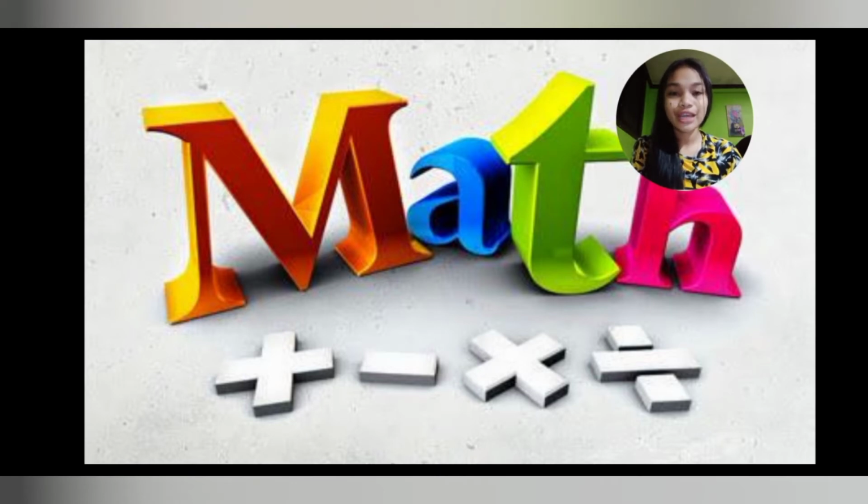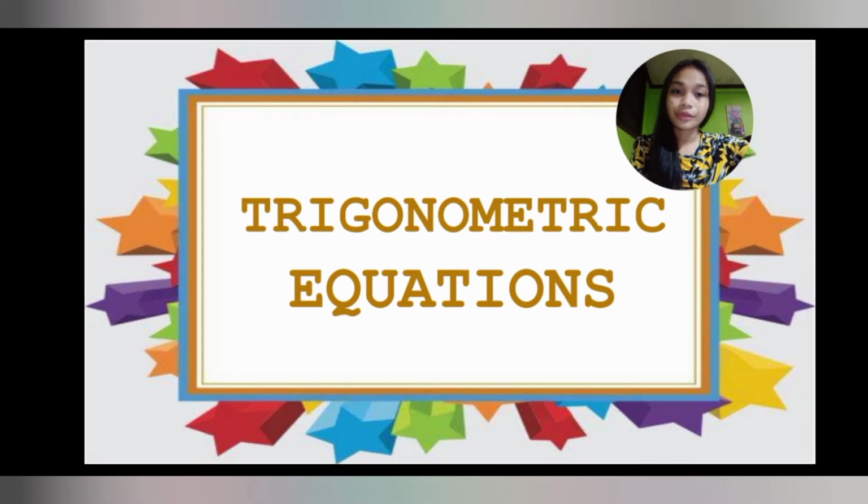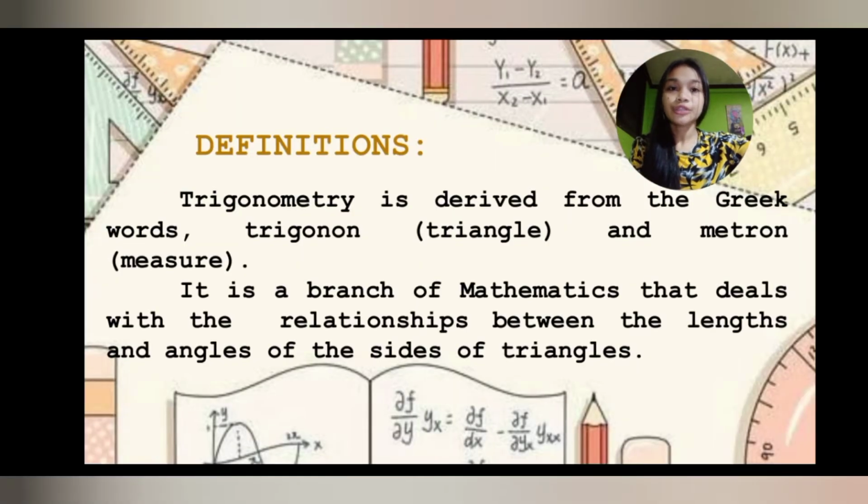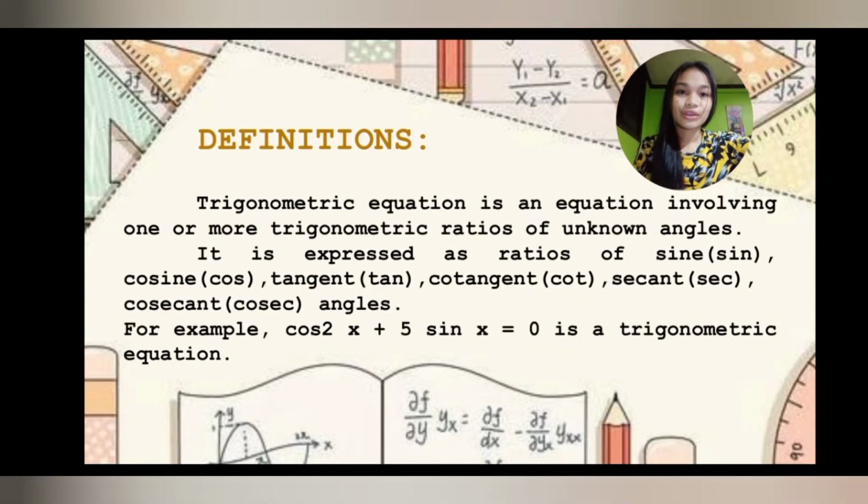Our discussion for today is about the trigonometric equation. Okay, the trigonometric equation definition: trigonometry is derived from the Greek word trigon, which is triangle, and the method with which to measure. It is a branch of mathematics that deals with the relationship between the lengths and angles of the sides of the triangles.